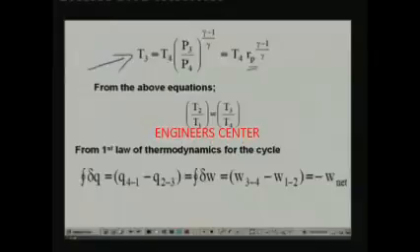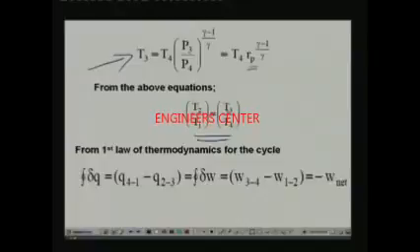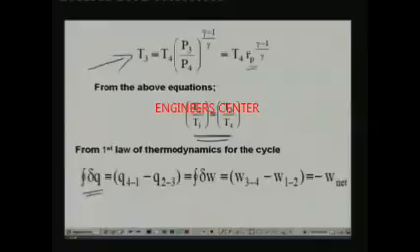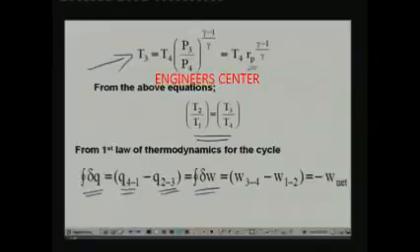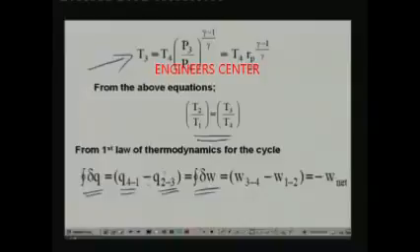So from these two relations you can very easily show that T2 by T1 is equal to T3 by T4. And now we apply the first law of thermodynamics for the entire cycle. As you know, the cyclic integral of del Q is equal to the cyclic integral of del W, and heat transfer took place in two processes, 4 to 1 and 2 to 3. Q4 to 1 is positive because it is taking heat from the heat source, and Q2 to 3 is negative because it is rejecting heat.